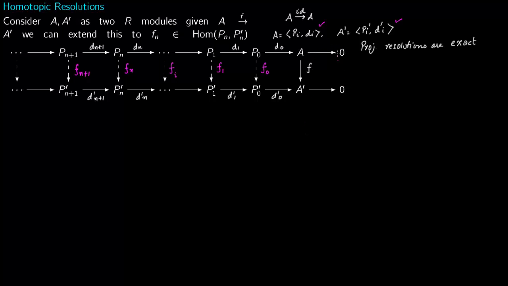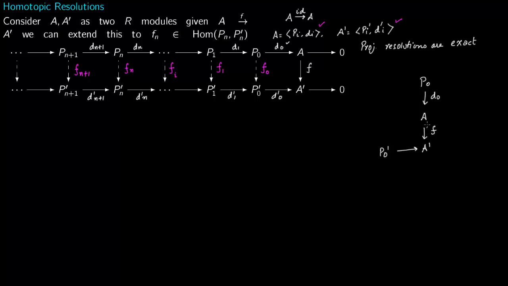So this is the first part of the lemma. So let us just prove this part. Let us first construct f of 0, and then we will construct the rest inductively. So for f of 0, we are going to redraw this diagram. So you have this map P of 0 to A. So this is D of 0. I'm just copying this map right here. Then you have A to A prime, which is F. And then you have this P0 prime coming in.